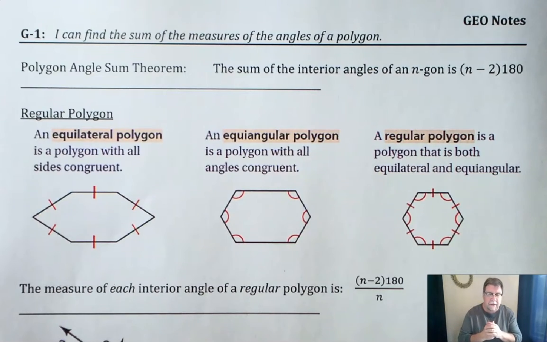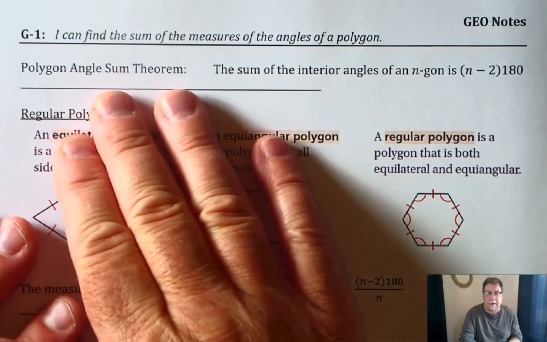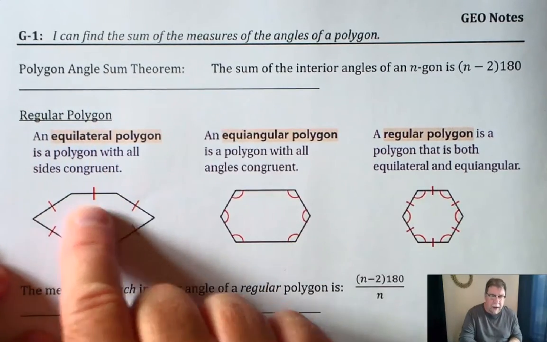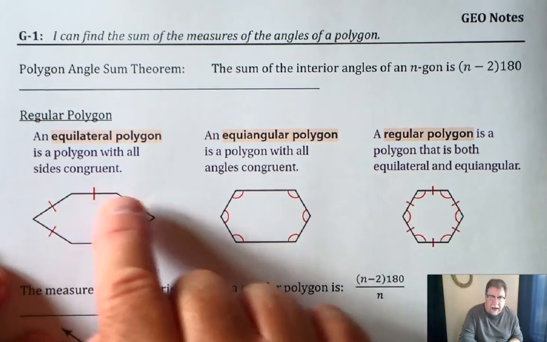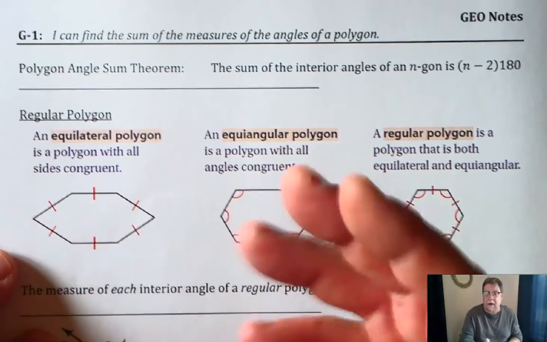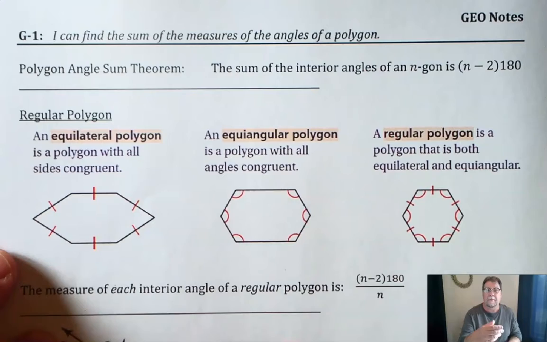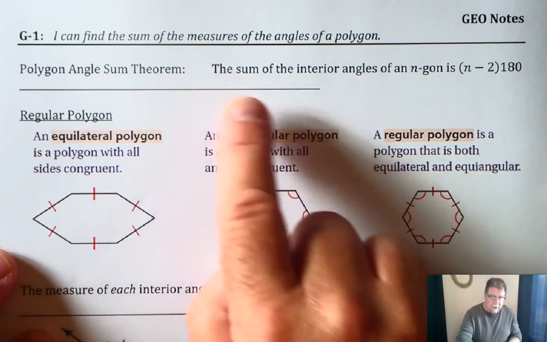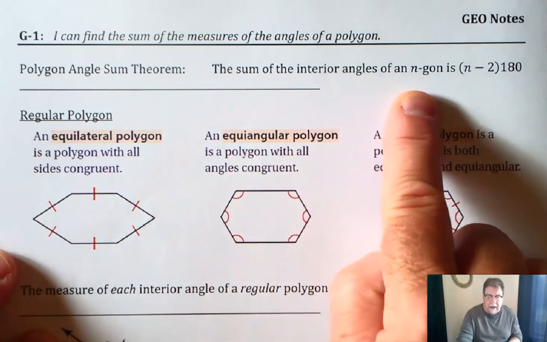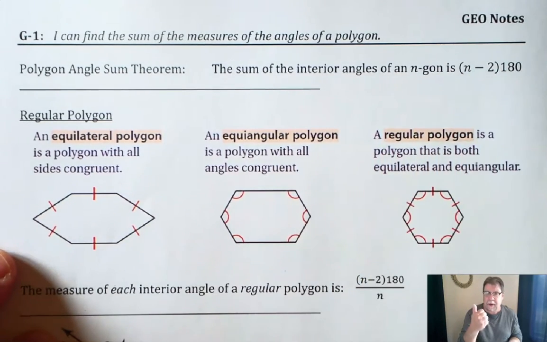So first of all, let's take a look at something called the polygon angle sum theorem. If you were to take a polygon and add all the angles together, depending on the polygon, that answer would be a different number. But for every quadrilateral, it would be the same. Every pentagon, it would be the same. Every hexagon, it would be the same. So the sum of the interior angles of an n-gon is n minus 2 times 180. And when we get to an example, I'll show you why that is.